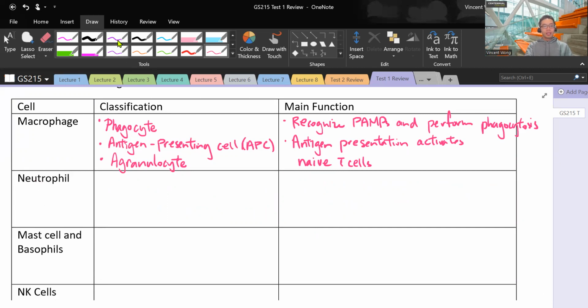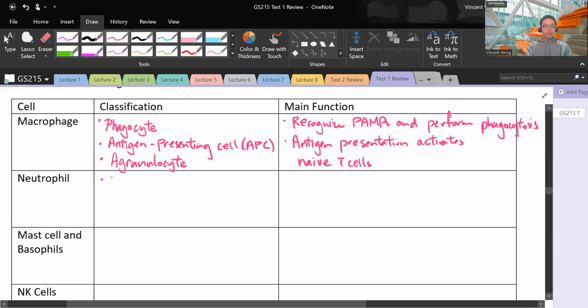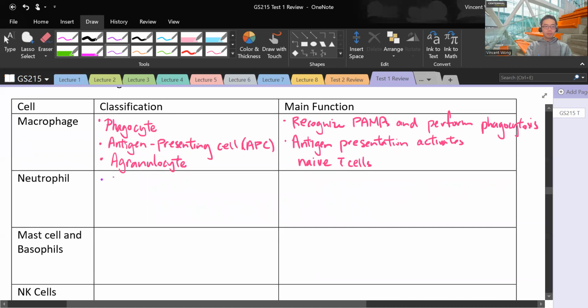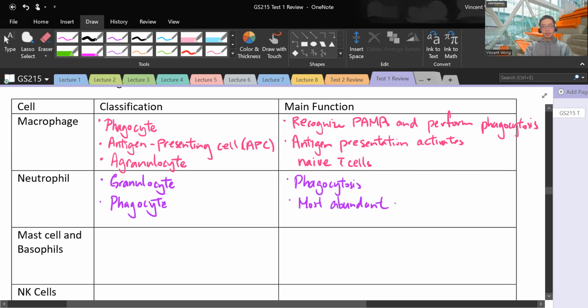Okay, neutrophils. Neutrophils are basically granulocytes. They are also phagocytes because they are capable of doing phagocytosis. Main function, just phagocytosis. This is not really a function, but something to note. They are the most abundant WBC.